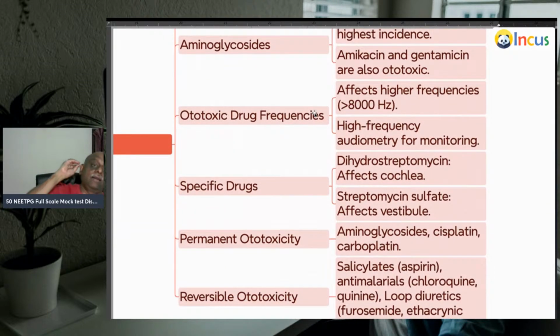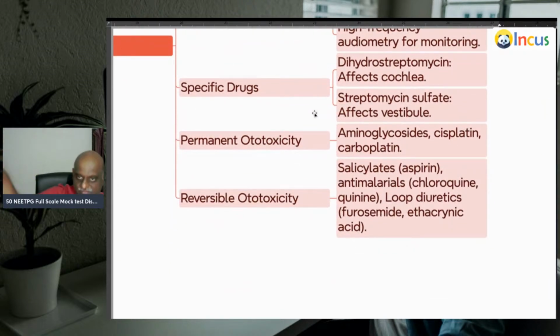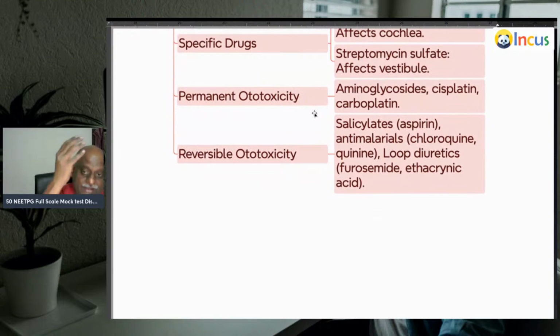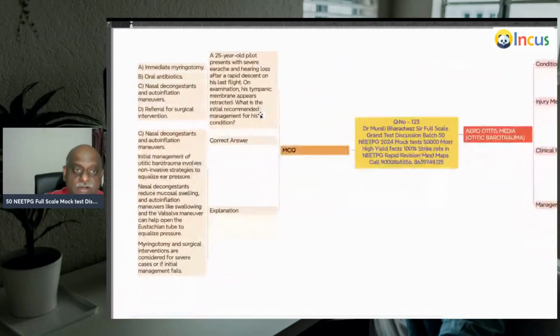Ototoxic drugs lead to hearing loss at which frequency? High frequency, more than 8,000 hertz. Dihydrostreptomycin effect, cochlea; streptomycin effect, vestibule. Aminoglycosides, cisplatin, carboplatin are known to lead to permanent ototoxicity. Salicylates, chloroquine, quinine, furosemide, ethacrynic acid, they all lead to relatively reversible ototoxicity, is what you should remember.